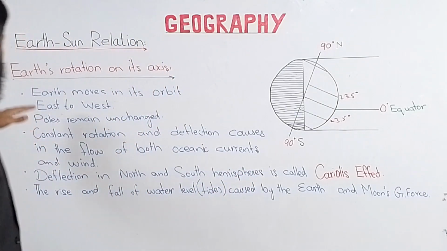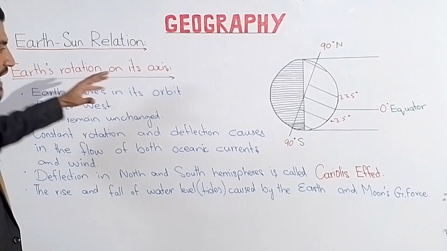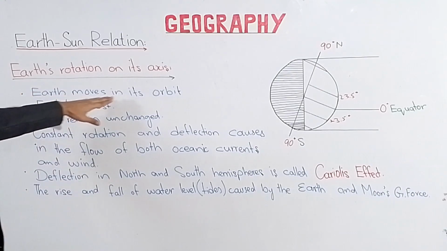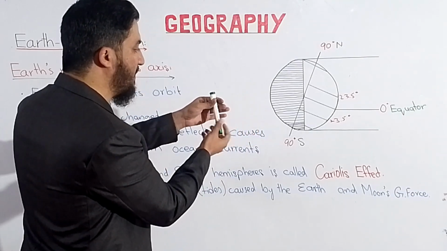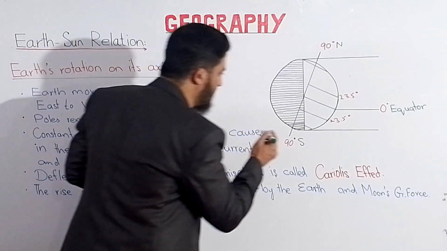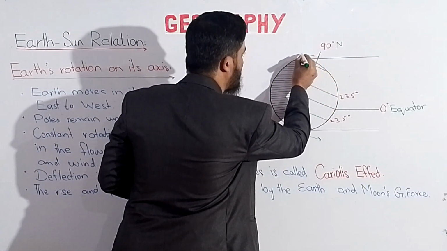So first of all, we'll try to know the Earth's rotation on its axis. कि अर्थ अपनी ही एक्सिस में अपनी ही मदार में कैसे कैसे घूमती है. So we know that Earth moves in its orbit. Earth अपने ही मदार में अपने ही ऑर्बिट के गिर्द घूमती है in the direction of east to west. Earth always moves from east towards the west.